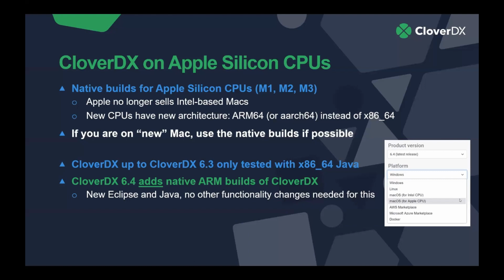And so we are not getting rid of the Intel builds, although we are sure that Apple will stop supporting Intel CPUs probably in 2 years or so. At least that's the rumors. So we'll stop building those as well in the future. With this, we've also upgraded Eclipse and Java and so on. So you'll see a lot of smaller changes in the designer as well, but they don't change the way that the product is used.